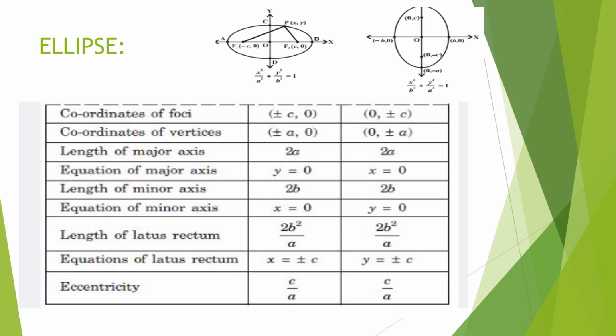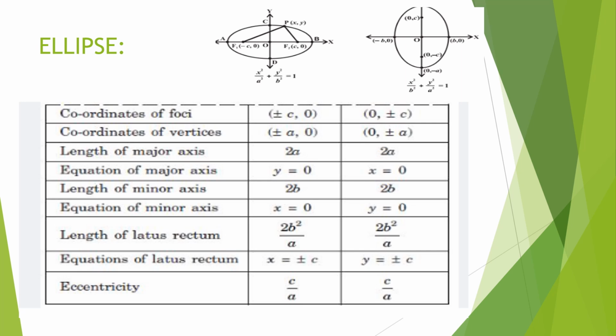Similarly, if the equation is of the form x square upon b square plus y square upon a square is equal to 1, then the foci will be 0, plus or minus c, vertices will be 0, plus or minus a, length of the major axis 2a, equation of the major axis will be x is equal to 0, because here the major axis is the y-axis. Length of minor axis 2b, equation of minor axis y equal to 0, length of latus rectum again 2b square by a, equation of latus rectum y is equal to plus or minus c, and eccentricity c upon a.